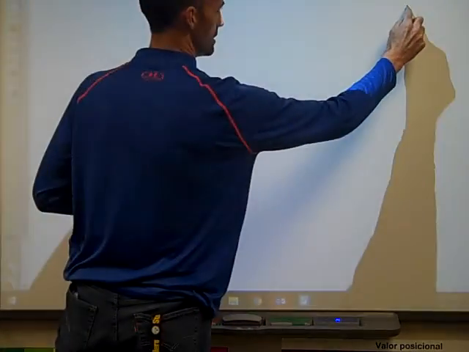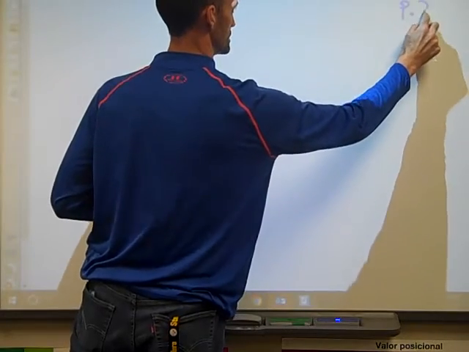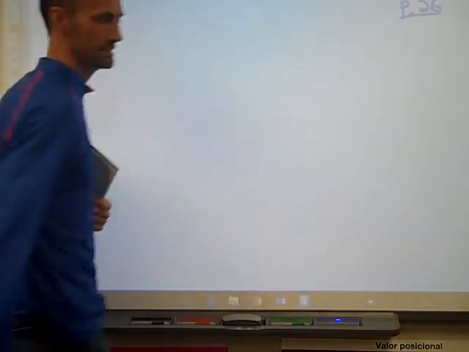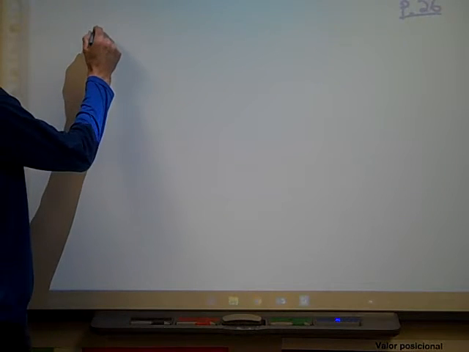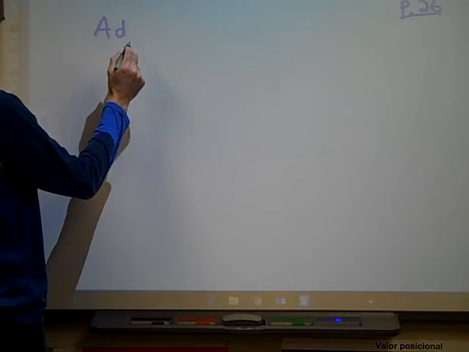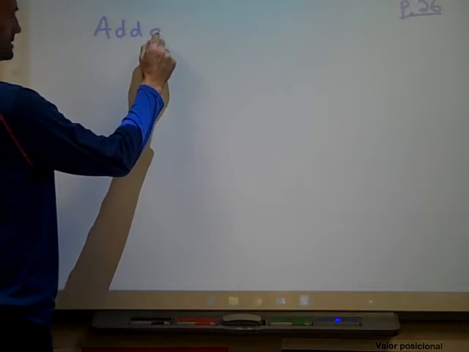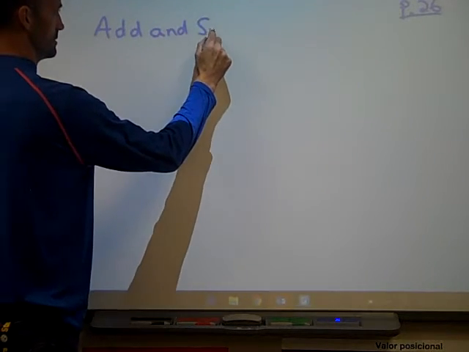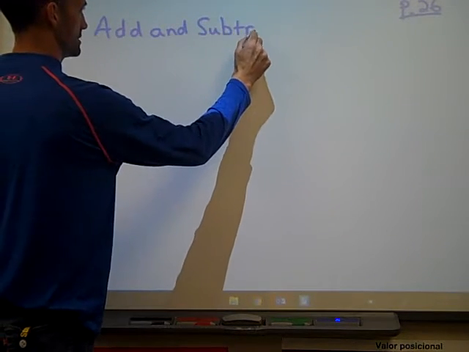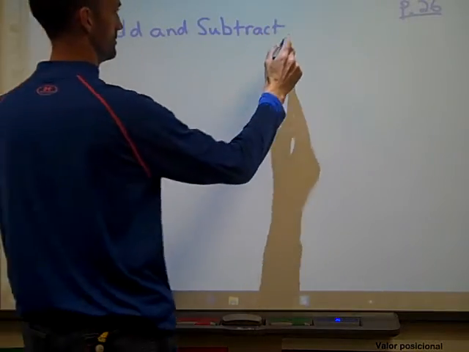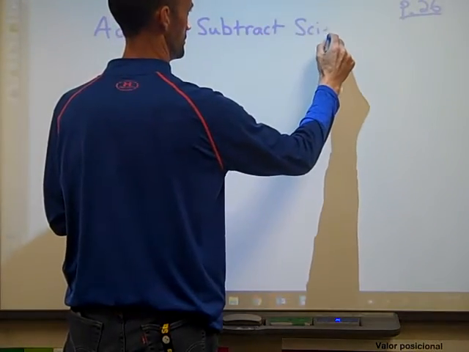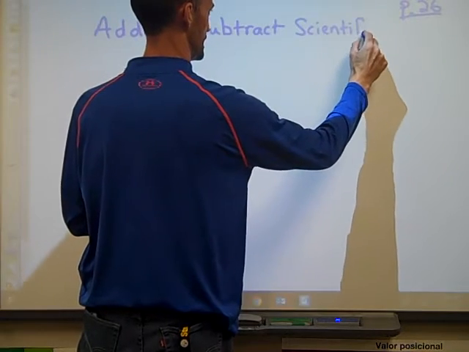Right, in this video, we're going to talk about adding and subtracting numbers in scientific notation. So I would like this to be page 26. Okay, page 26 in your journal. And at the top, you're going to write add and subtract scientific notation.